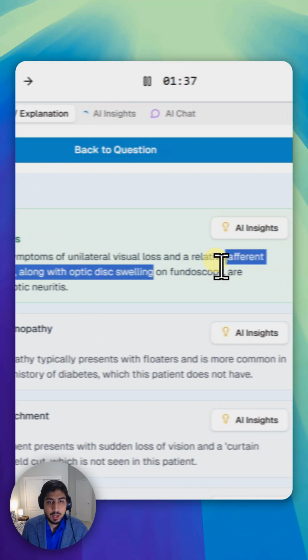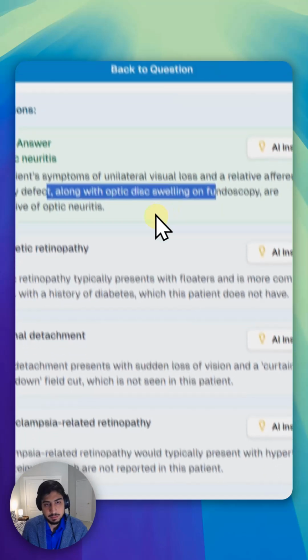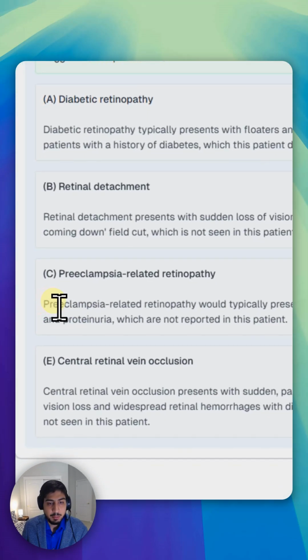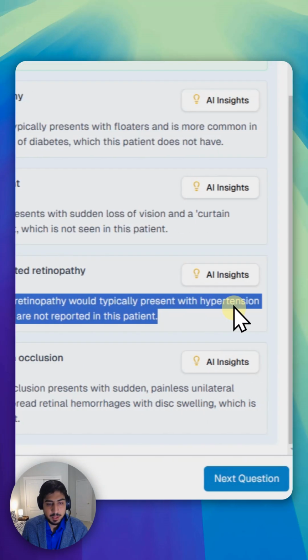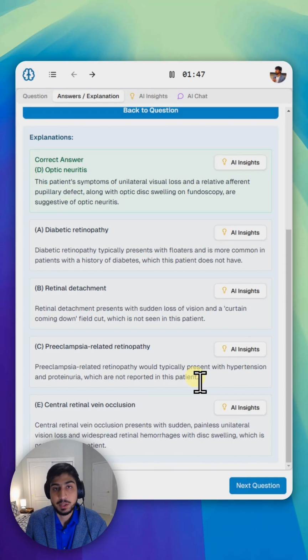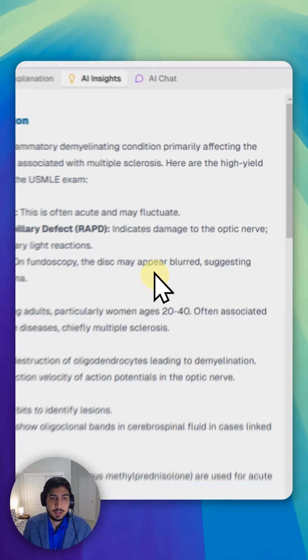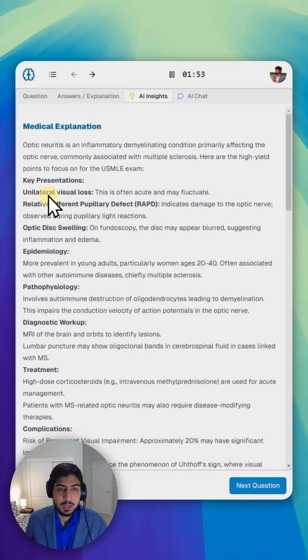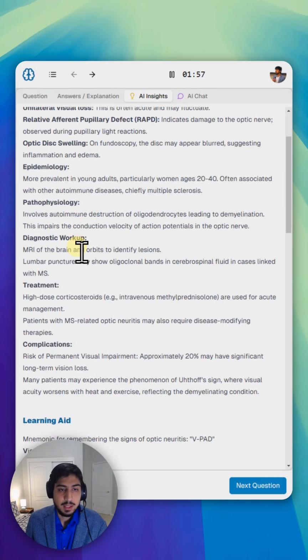So unilateral vision loss, relative afferent pupillary defect. Sounds like it. Okay. Preeclampsia-related retinopathy would typically present with hypertension and proteinuria, which are not reported in this patient. Okay, that's helpful. Let's look at the AI insights. All right, so key presentations: unilateral vision loss, RAPD, optic disc swelling.